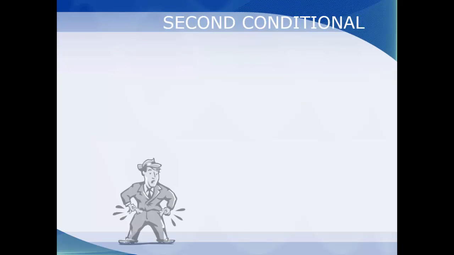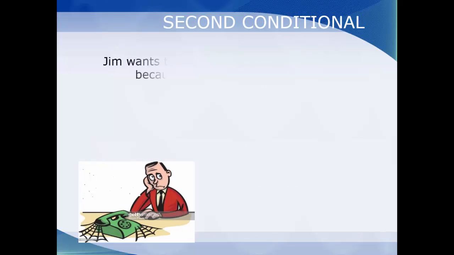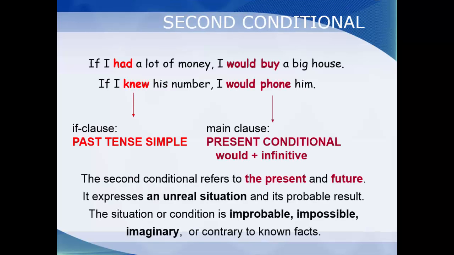The second conditional is formed by using if, and the first clause will be in the past simple and the second clause will be formed using would, could or might plus the infinitive. The second conditional refers to the present and the future. It expresses an unreal situation and its probable result. The situation or condition is improbable, impossible, imaginary, or contrary to known facts.